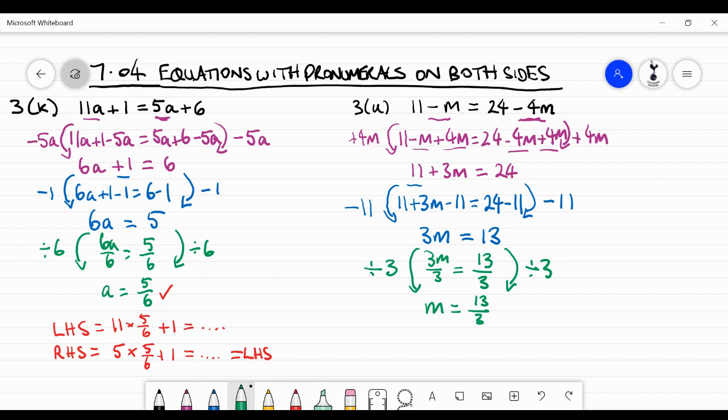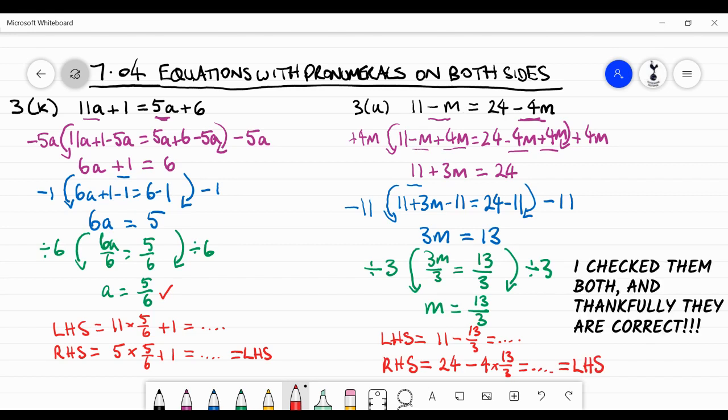And leave that as an improper fraction, that's fine. And then last step, if you've got time, left-hand side equals 11 minus 13 on 3 equals, check that. Right-hand side is equal to 24 minus 4 times 13 on 3 equals, and I really hope that's equal to the left-hand side, in which case, if it is, that's correct. Okay.